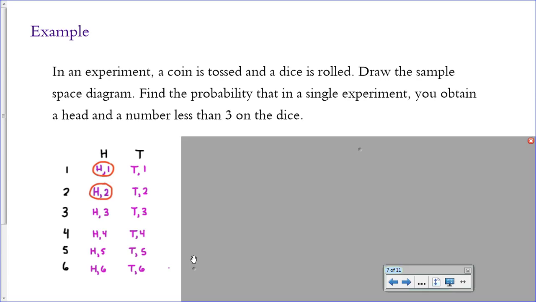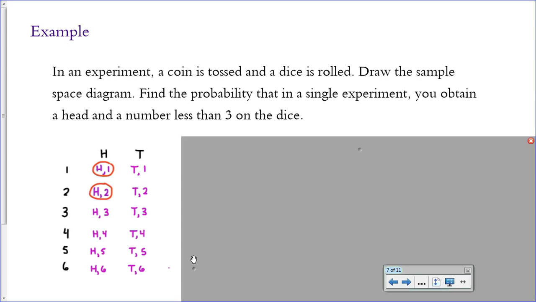Tails with 1, tails with 2, tails with 3, and so on for all the tails. So there end up being 12 things in the sample space. You can come up with any diagram that will represent the sample space. A sample space diagram doesn't always look one sort of way. It just means a diagram rather than a long list, because it's a little bit easier with some situations.